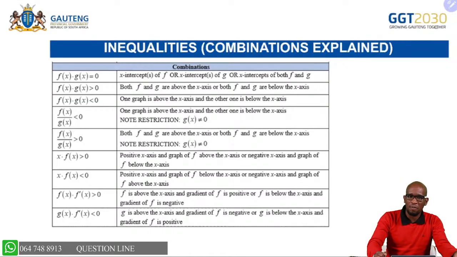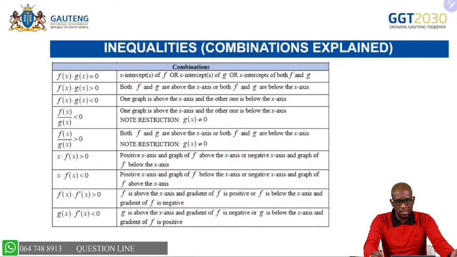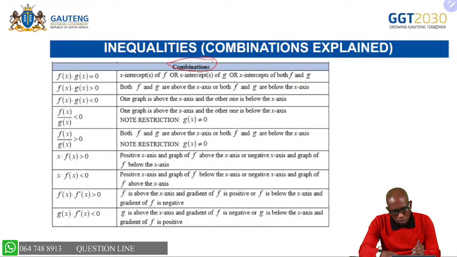We will be moving from left to right when we analyze these graphs. But with comparisons, with combinations now, it's different. We are now looking into combinations. With combinations, you're looking at two functions. You want to combine these two functions, and in order to do so, you can use multiplication or division.